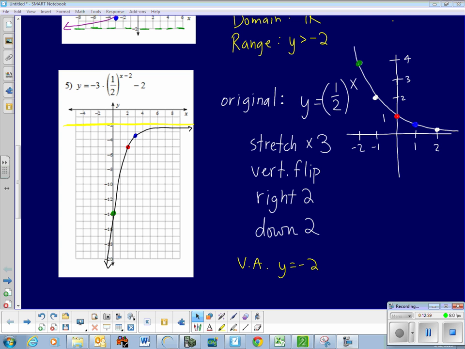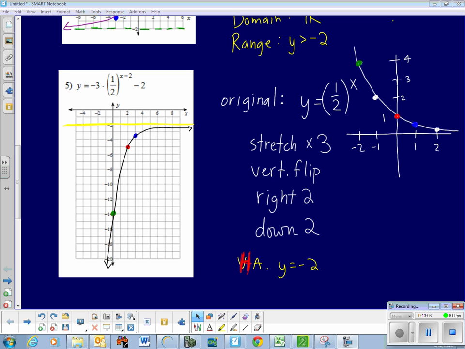The vertical asymptote, by the way, which is not vertical, it's horizontal. Horizontal asymptote is at -2, because of the down 2. We know that for sure. So let's just go a point at a time, and these are color-coded. The green dot was originally at (-2, 4). Okay, now let's apply the translations to that green dot.